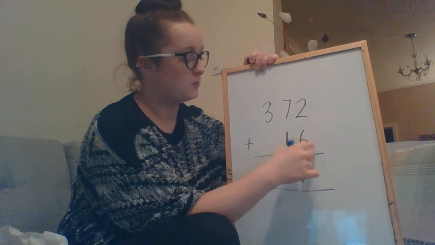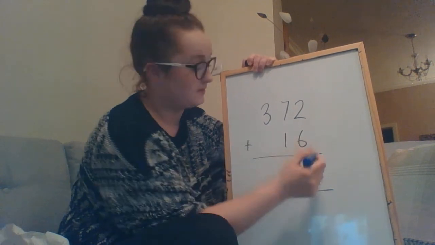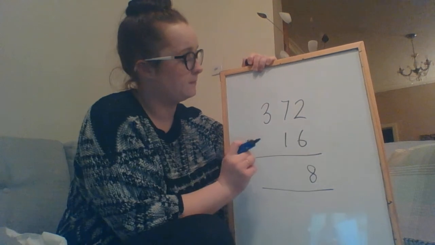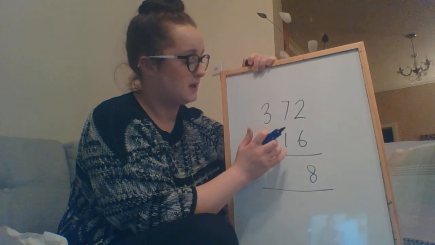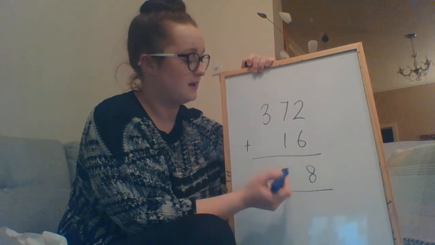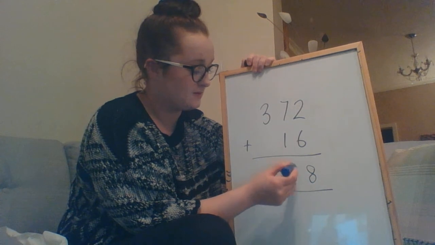So I've got 2 add 6. What is 2 add 6? It is 8. So I put my 8 there under the ones column. Now I've got 70 add 10. Now we know that that is in the tens column, so 70 add 10 is what? It is 80. So I'm going to put 80 there.